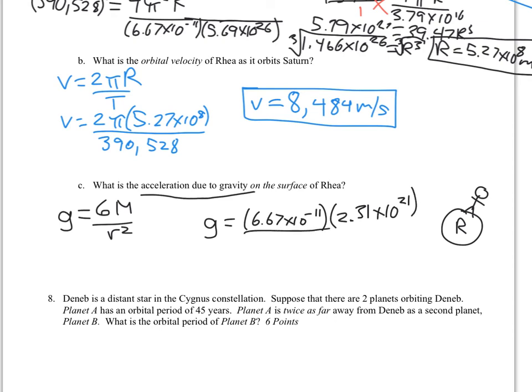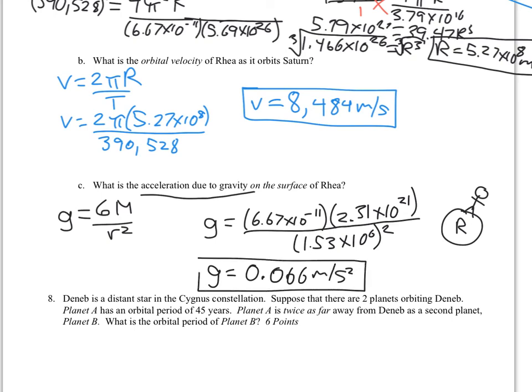And then the radius is going to be not the radius of the orbit, because we're on the surface, but the radius of the moon, Rhea itself, 1.53 times 10 to the 6th, and that's going to be squared. And so I end up getting that g, in this case, is going to be 0.066 meters per second squared. So pretty low, but it's a relatively small moon, so that's not that surprising.